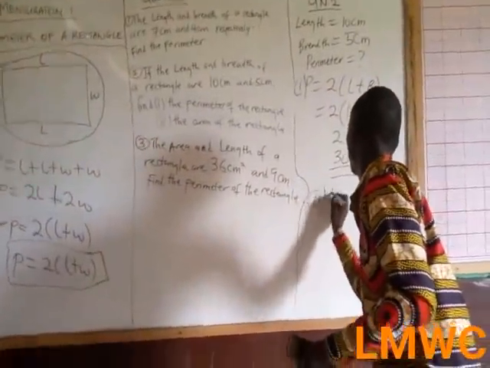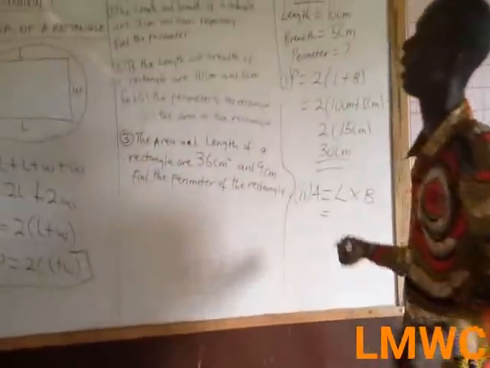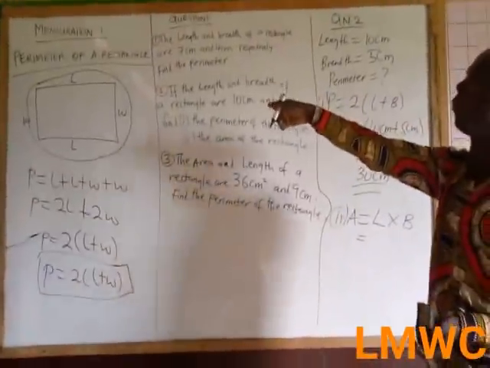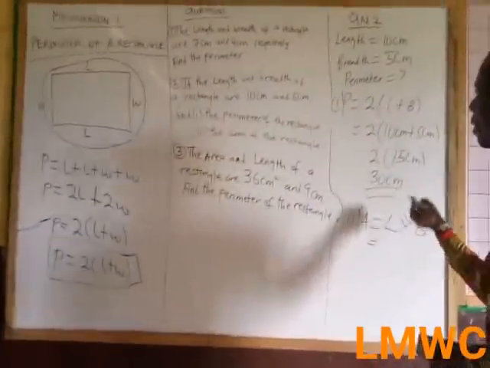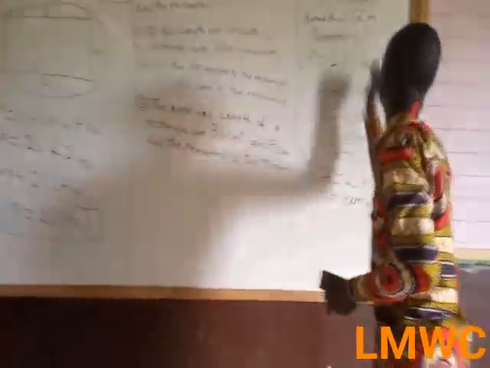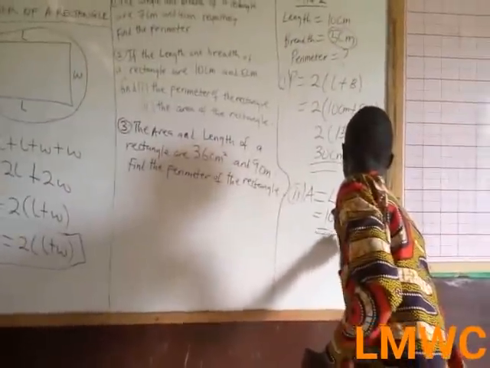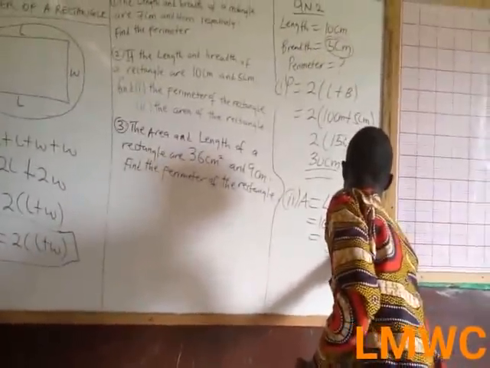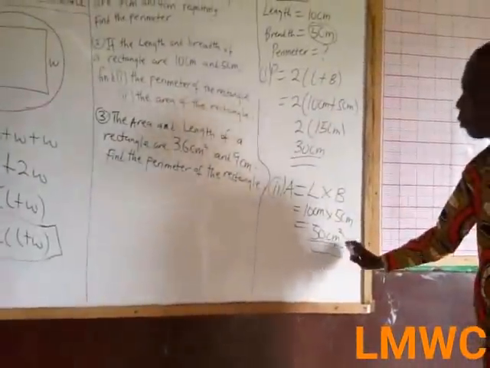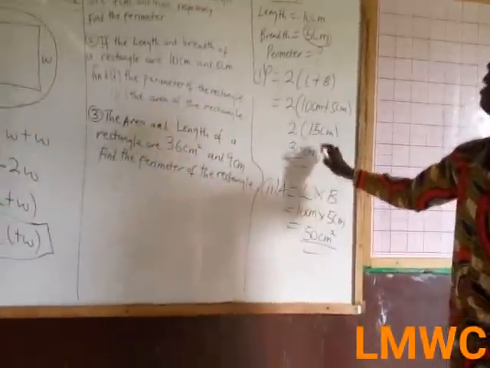Now, what is our area? We know area as length times breadth. Area of what? Rectangle. And always, if we are teaching rectangle, you first teach area. So, what is the length? The length is 10 centimeters, and the breadth is 5 centimeters. So 10 times 5 centimeters, we have 50 centimeters squared. You see the unit is changing because the unit for area is centimeters squared and the unit for perimeter is centimeters.